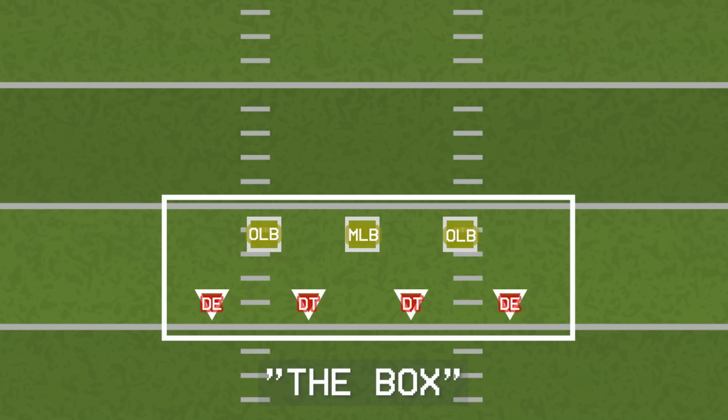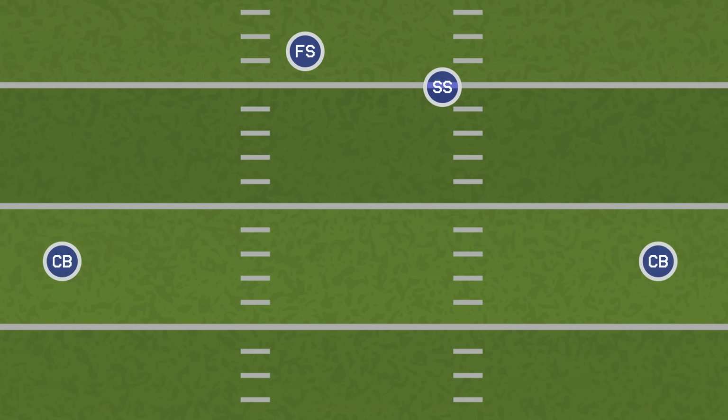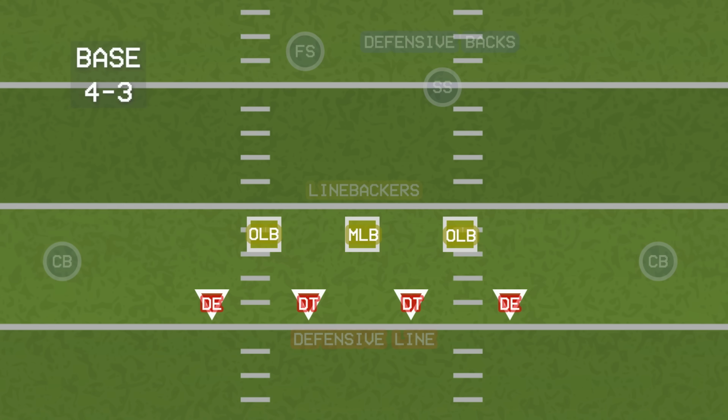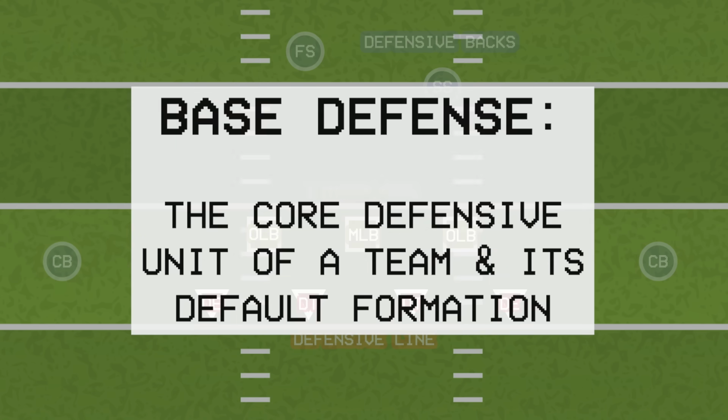This is in contrast to the defensive backs, who are sometimes referred to as the secondary, and the area of the field that they kind of patrol and inhabit is also known as the secondary and sometimes the defensive backfield. Basic defensive formations. Most American football teams have what is called their base defense, and a team's base defense is usually described by the arrangement of the linemen and linebackers.